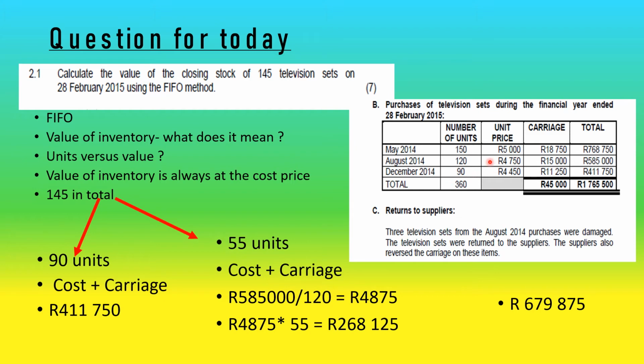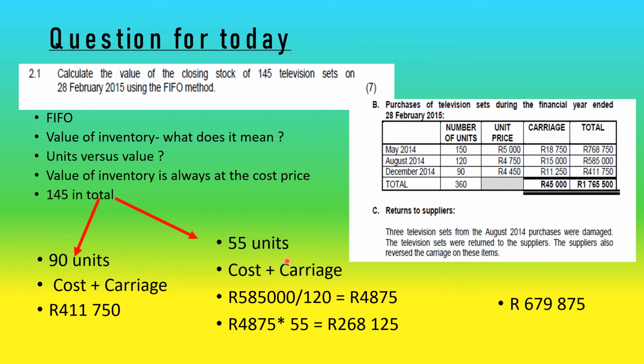So that will form part of your closing balance because it's less than 145 and you want to get to 145, and then the balance you can see was easily bought from the 120. The balance of 145 minus 90, we've got 55 units from the 120 that haven't been sold, that are our closing inventory at the end of the year.